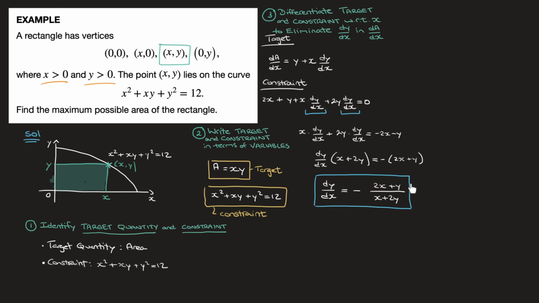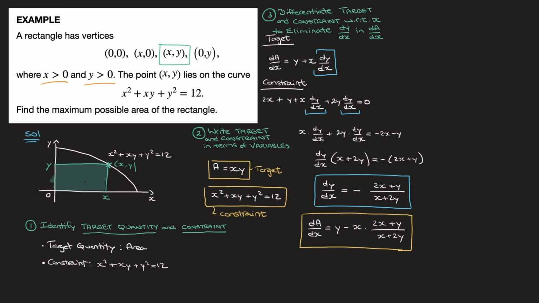Alright, now that we have our expression for dy/dx, we go back to the dA/dx expression that we had up here that we got from the target, and we replace the dy/dx we have here by the expression I'm hovering over right now. So let's see, that would become dA/dx is equal to y plus x times dy/dx, so that will become y plus x times negative (2x plus y) over (x plus 2y), which would just be y minus x times (2x plus y) over (x plus 2y). And as such, that's step 3 done.